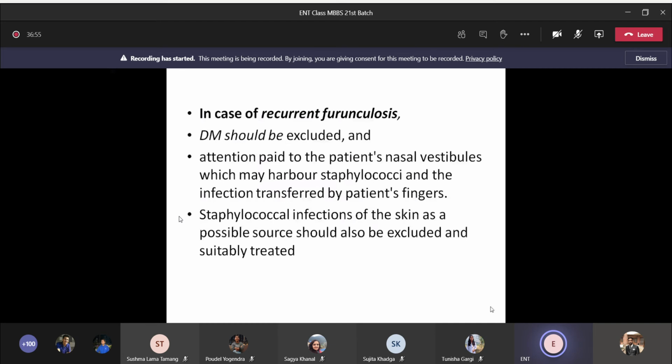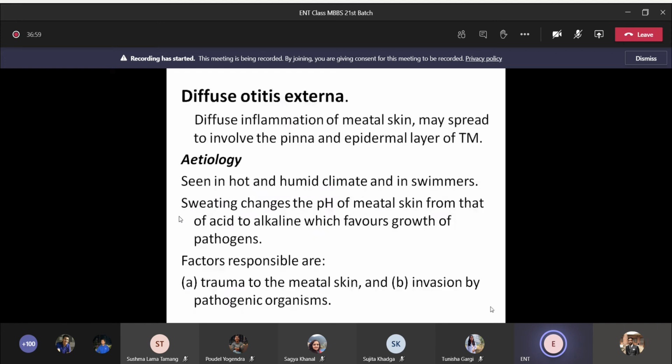Then there is something known as diffuse otitis externa. As the name suggests, there is diffuse inflammation of the meatal skin, which may spread to involve the pinna and the epidermal layer of the tympanic membrane. Etiology: it is seen in hot and humid climates and in swimmers. The sweating changes the pH of the meatal skin from acid to alkaline, which favors growth of pathogens. The factors responsible are trauma to the meatal skin and invasion by pathogenic organisms.